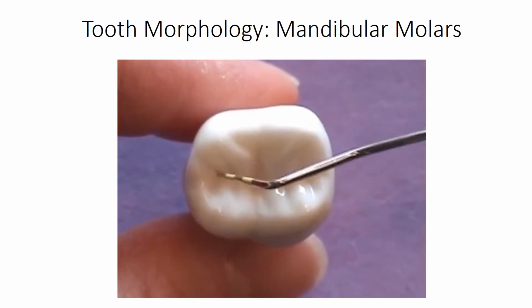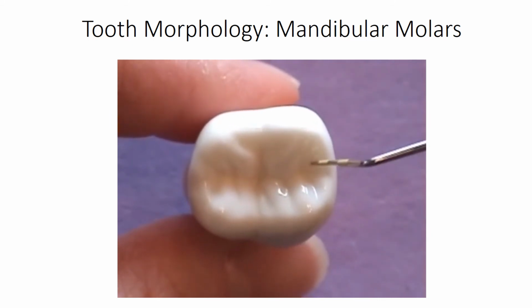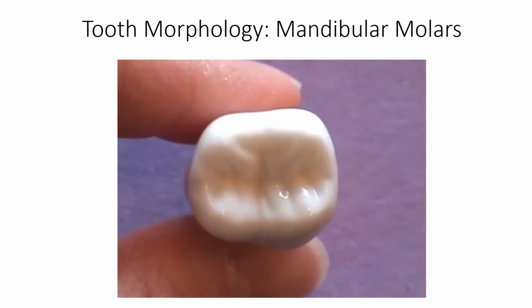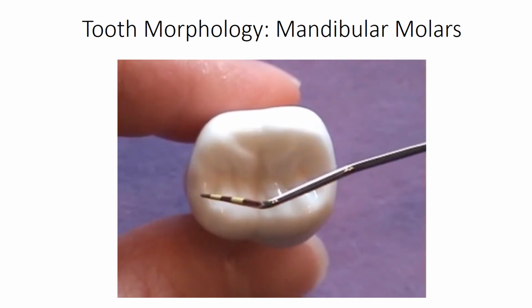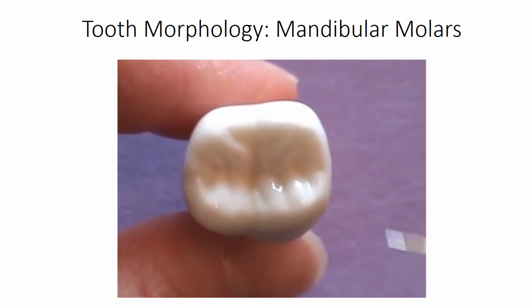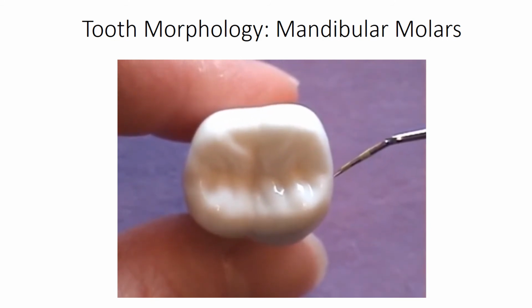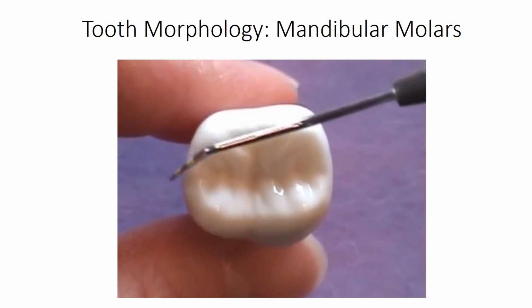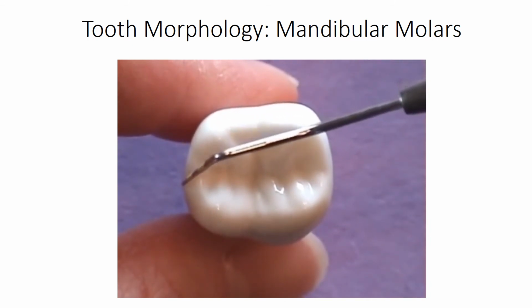There's a distal triangular fossa, a mesial triangular fossa, the mesial marginal ridge, the distal marginal ridge, the contact area on the mesial, the contact area on the distal.